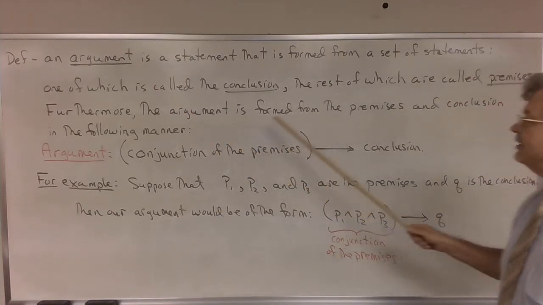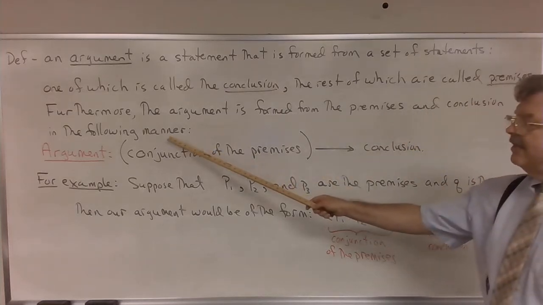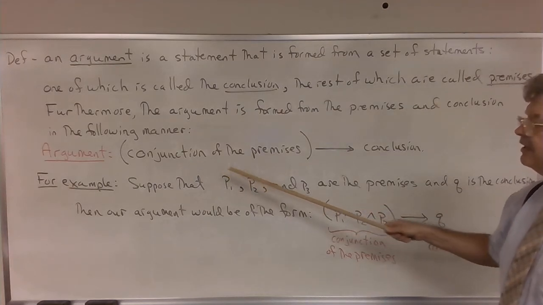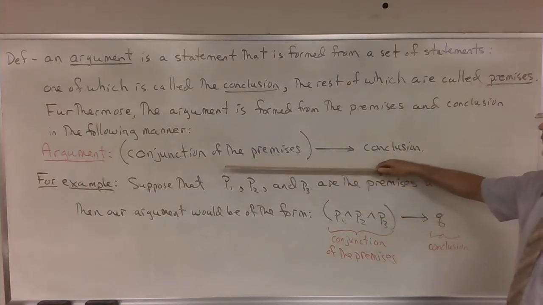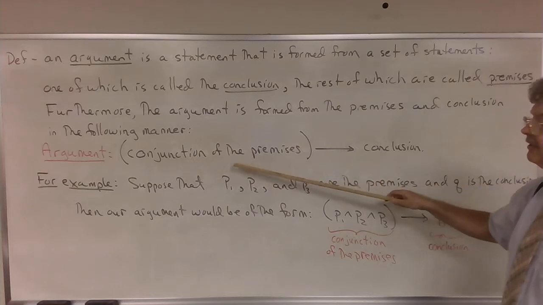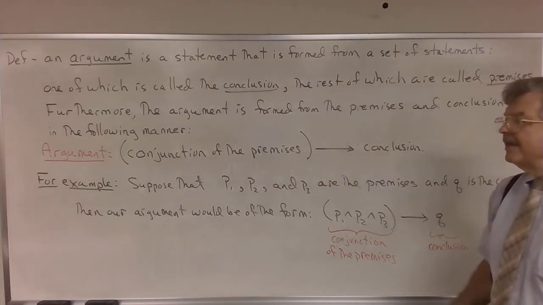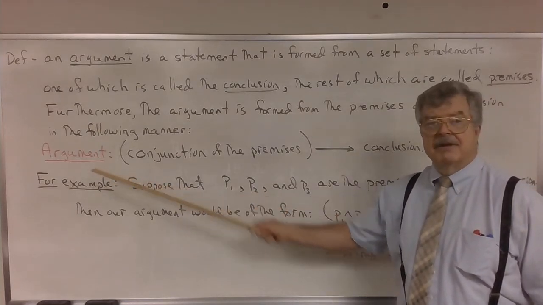Furthermore, the argument is formed from the premises and the conclusion in the following manner. We have the conjunction of the premises implies the conclusion. This is what an argument looks like: conjunction of the premises implies the conclusion. So this is the anatomy of an argument.